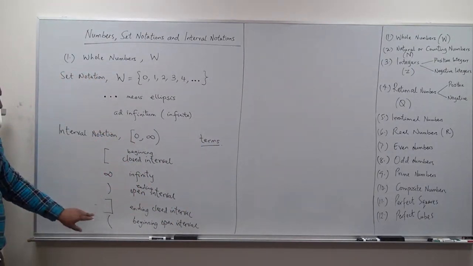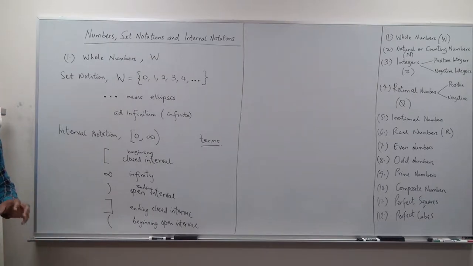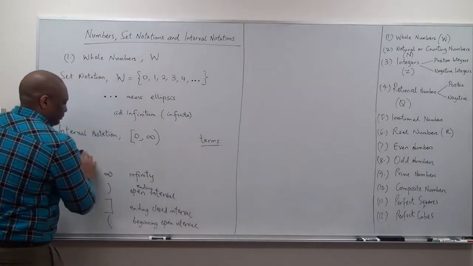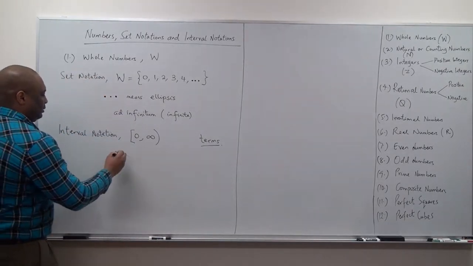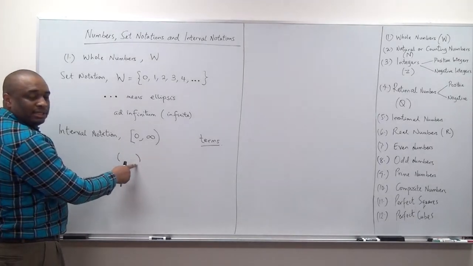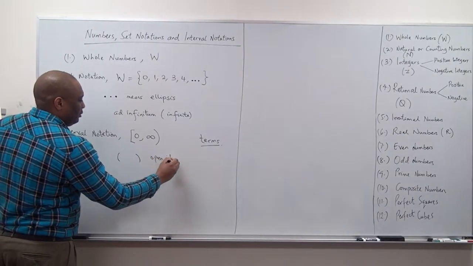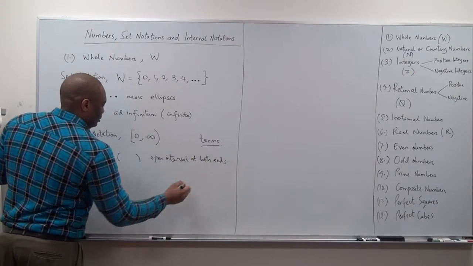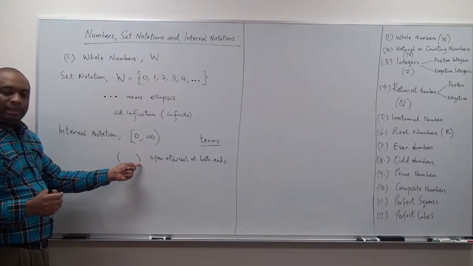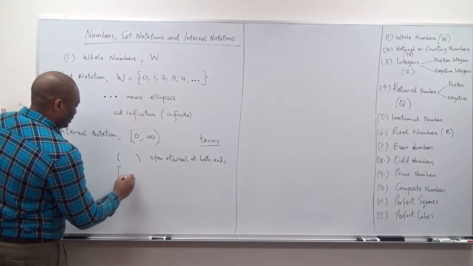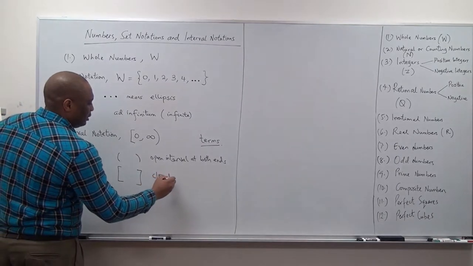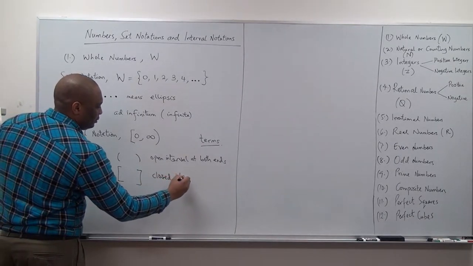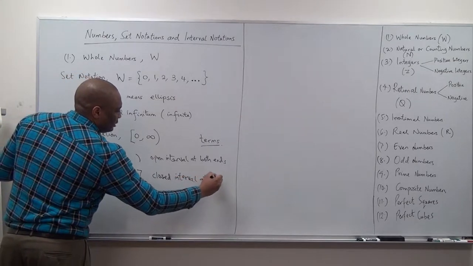So, the parentheses represent the open interval, while the brackets represent the closed interval. So, if you look at this right now, this is open interval at both ends. You have the beginning open interval and the ending open interval. If you look at this, this is closed interval at both ends.